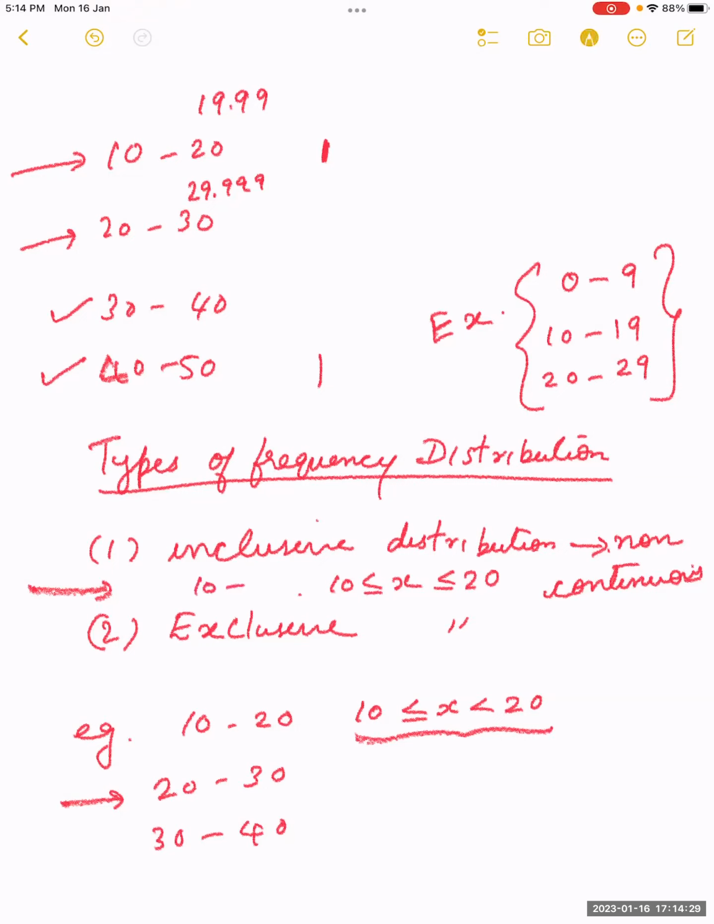If the class interval was 10 to 20, it should actually be 11 to 20. You don't write it as 10. So 11 less than or equal to X less than or equal to 20, then 21 to 30. That's how you will write the inclusive distribution. Here this is less than or equal to, and this is also less than or equal to. Whereas in the exclusive one, it will be less than or equal to, but here it is just less than. 20 is not included in that class interval.